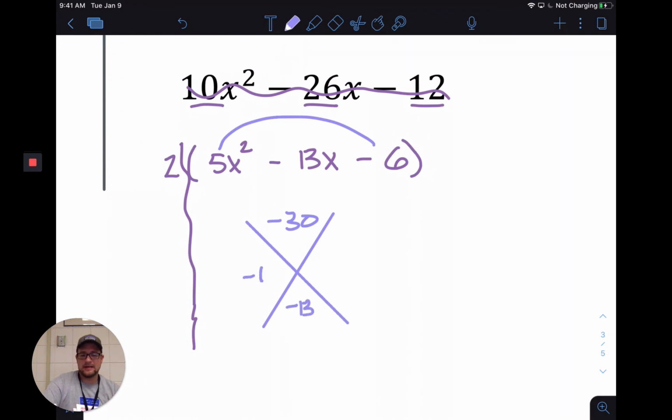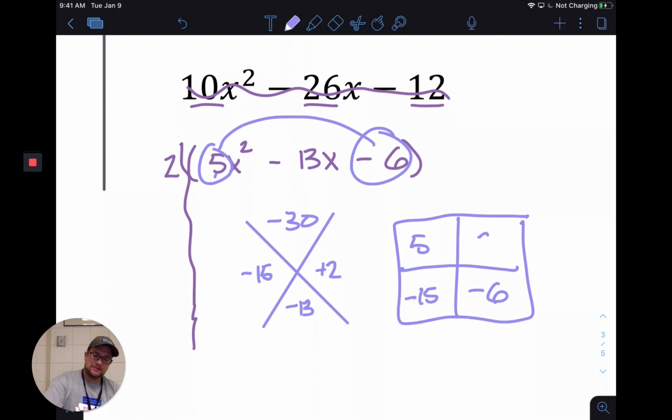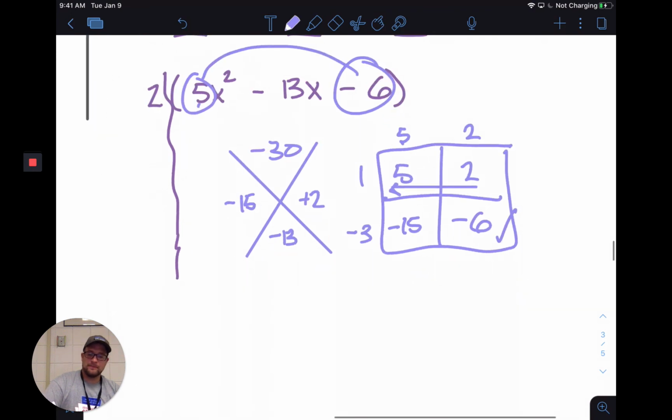This, of course, will be a negative. I thought it was a negative 10 and a negative 3, but that wouldn't work. How about a negative 15 and a positive 2? The 5 goes here. The negative 6 goes here. The negative 15 goes here, and the positive 2 goes there. Again, no greatest common factor to pull out here. That happens sometimes, which means this is 5 and this is 2. And this must be a negative 3, and that does in fact check out, so we're good. Making my final answer 5x plus 2 and 1x minus 3.